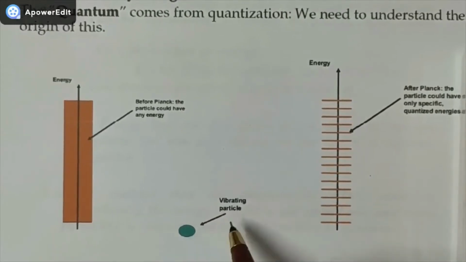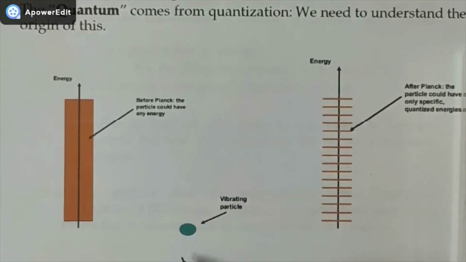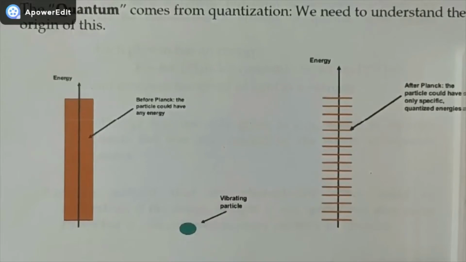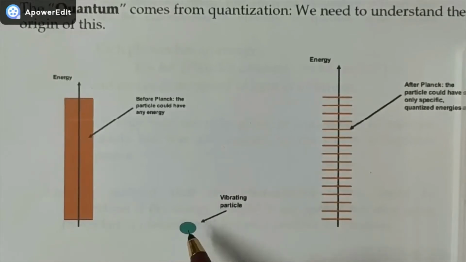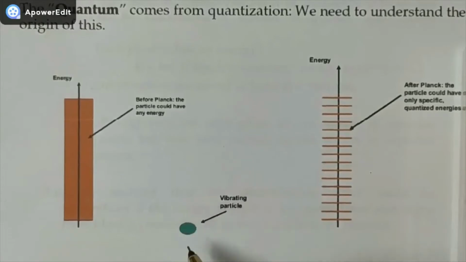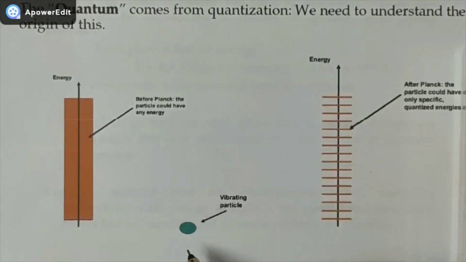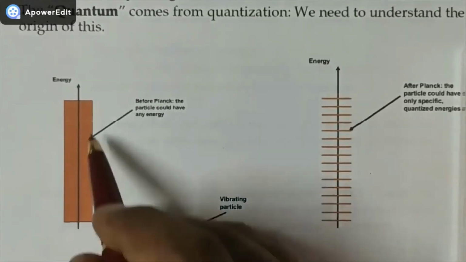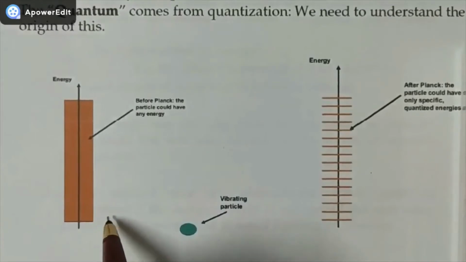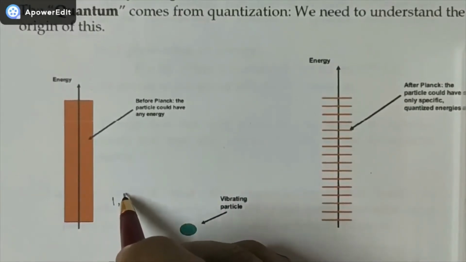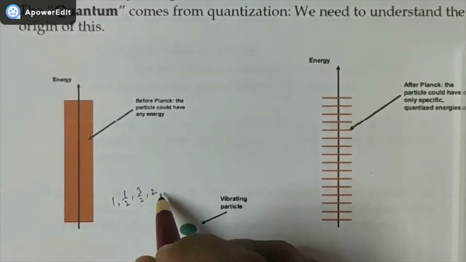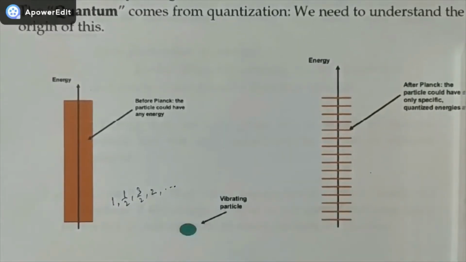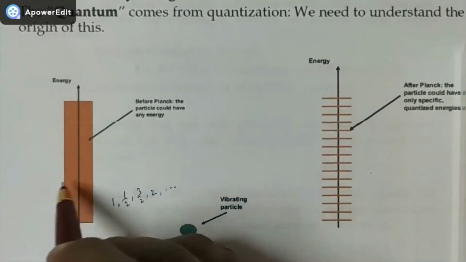If a particle is a vibrating particle, what will be the amount of energy this vibrating particle can have? If this particle is vibrating, it is going to have a certain energy. So what will be the amount of energy? The understanding is that before Planck, the particle could have any energy. That means it's continuous. The particle could have energy 1, can have 1 by 2, can have 3 by 2, can have 2. Any sort of energy this particle can have.